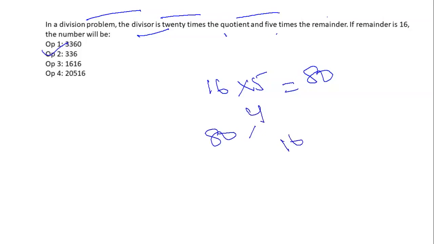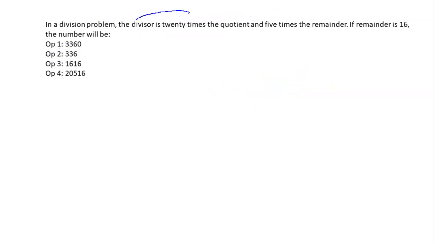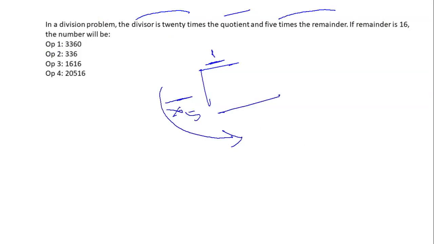So what is given here is, see this. The divisor is 20 times the quotient, which means in the total number, this number should be 20 times the quotient. And 5 times the remainder, it should be 5 times the remainder. So if the remainder is 16 here, 16 into 5 gives you the divisor, which is 80, and this 80 is 20 times the quotient. So quotient is nothing but what? 20 into some number should give you this. So this number is going to be your quotient, which is 4.